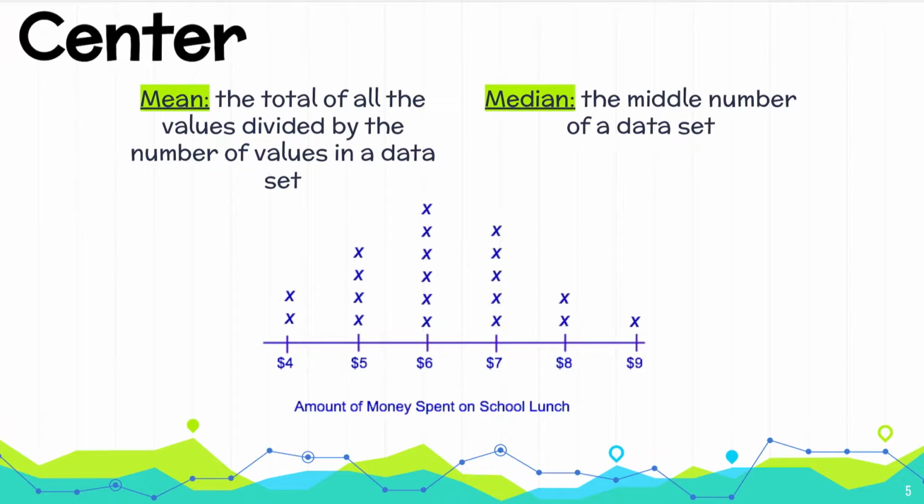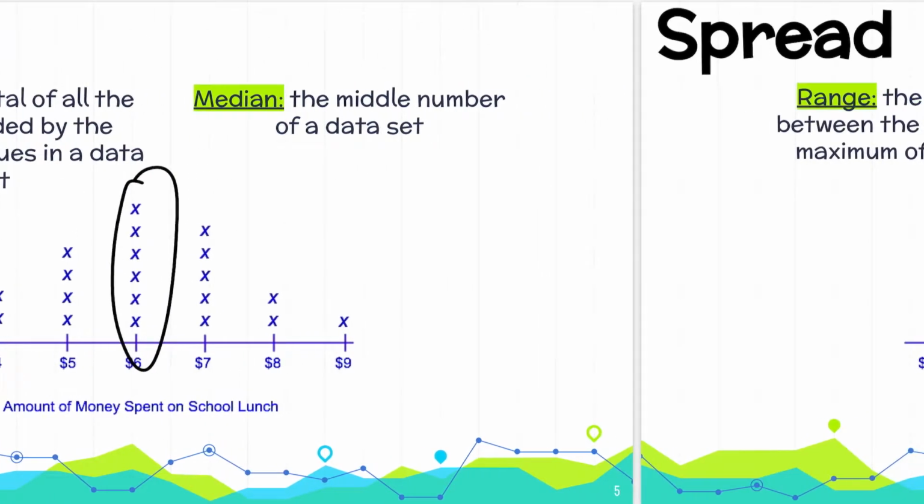Our first way of describing graphs is describing their center. Describing their center means looking at their mean, which is the total of all the values divided by the number of values in the data set, or by looking at their median, which is the middle number of the data set. Center describes exactly what it sounds like it would. It describes roughly where the middle of a data set is. So in this case, our center would probably be 6 to describe where the middle point of all of that is.